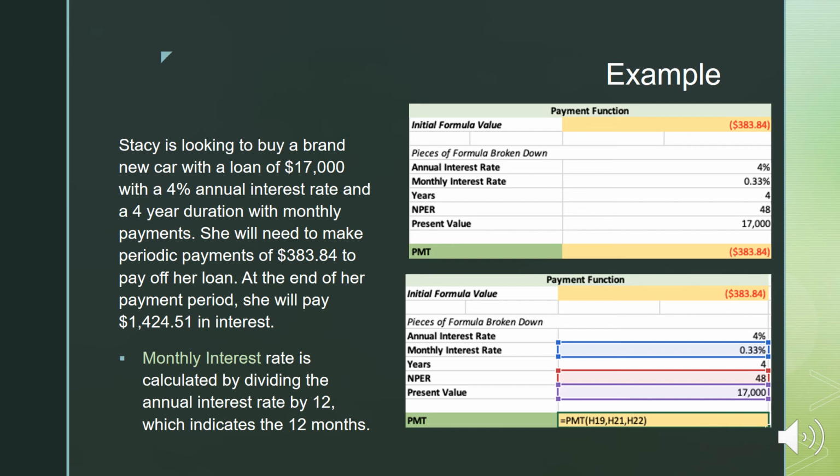The same thing goes with the years. It is 4 years, but once again, we need monthly. So we would do 4 times 12 months, which gives us a total of 48 months for the number of periods. And the present value is 17,000. You input this into the payment function like you see in the second picture, and you click enter, and that's when the $383.84 comes up to be the monthly payment that Stacy will be making.